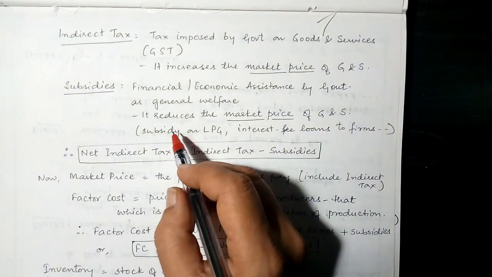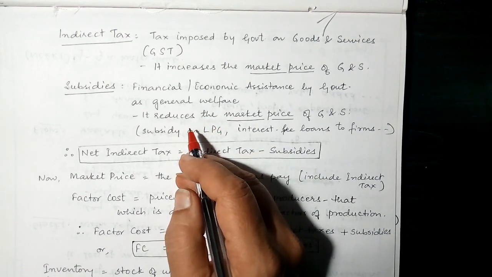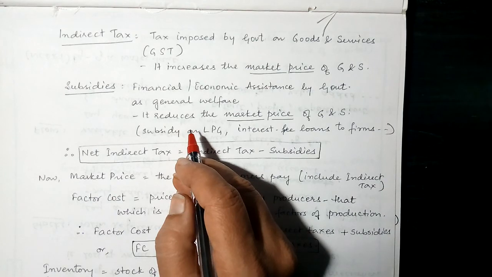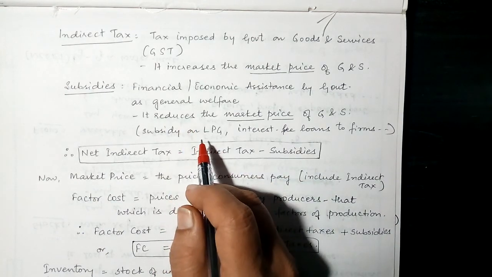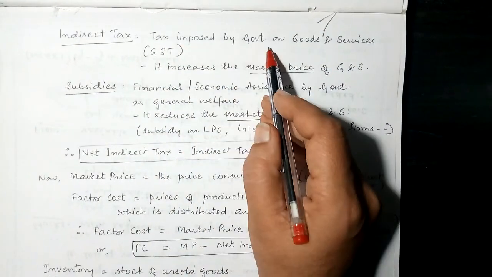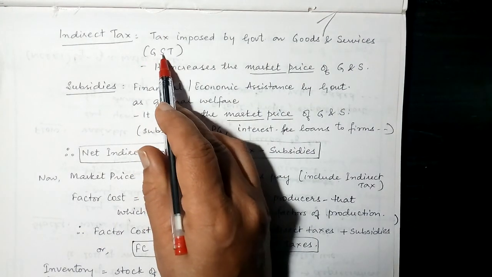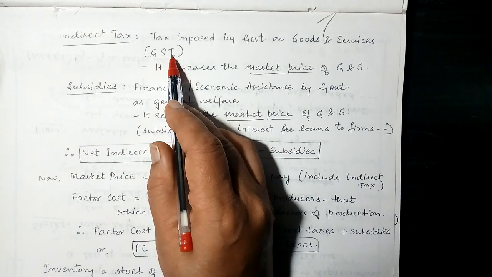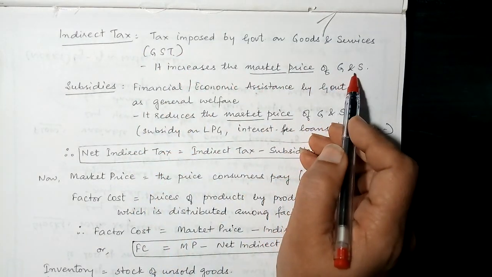Now the goods and services produced above in the primary, secondary and the tertiary sectors have to be sold in the market. So the government imposes taxes on the sale of goods and services. This tax imposed by government on goods and services is what we all know as GST, or Goods and Services Tax. This tax increases the market price of goods and services.